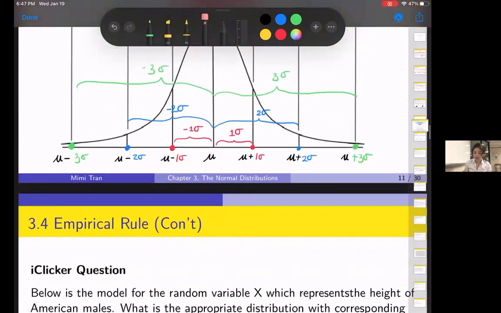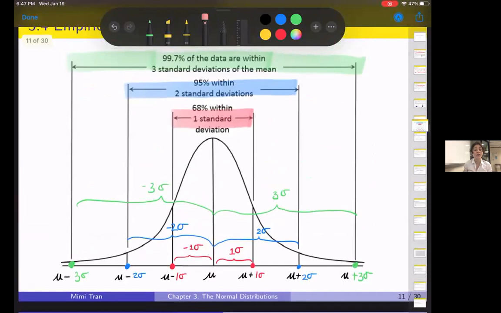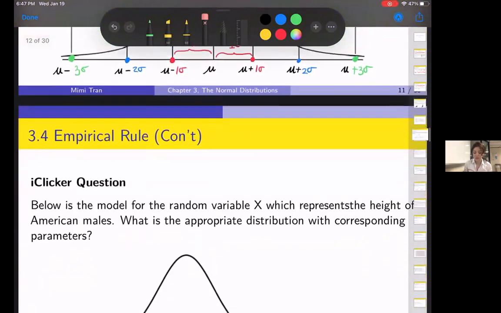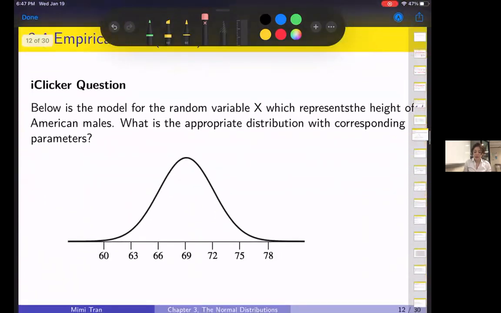Okay, so let's use this, and we're going to calculate some values according to the empirical rule. Here's an iClicker question, but you don't have to do it. Some of you have the iClicker question. I want you to answer this, but just put it in the chat box.